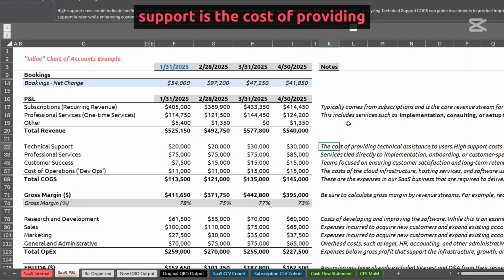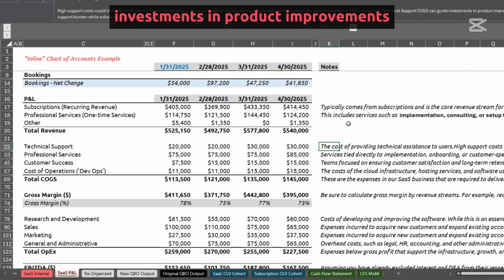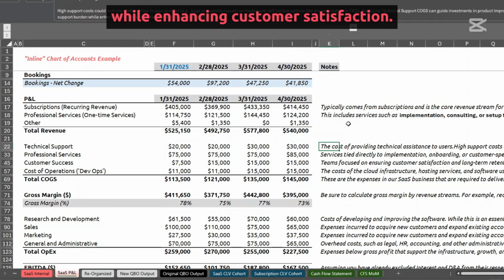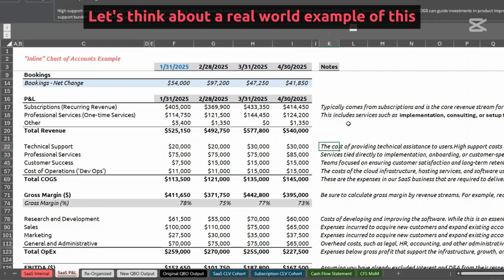So technical support is the cost of providing technical assistance to users. High support costs can indicate inefficiencies in your product, i.e. bugs or usability issues, or inadequate self-service options like documentation and FAQs. Analyzing technical support can guide investments in product improvements and automation to reduce the support burden while enhancing customer satisfaction. So let's think about a real-world example of this.